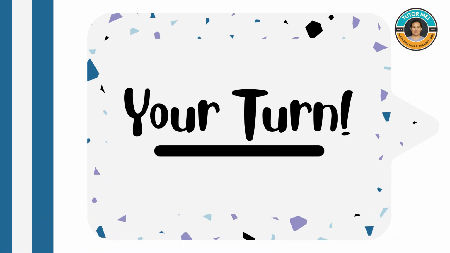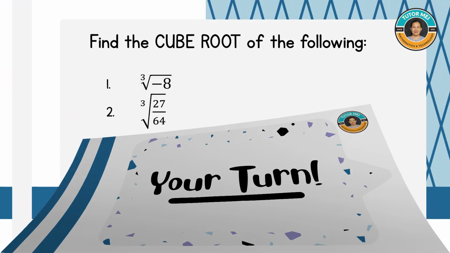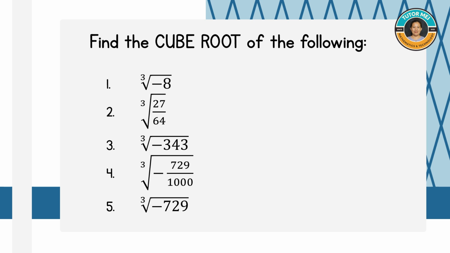Your turn. Find the cube root of the following. Number 1, cube root of negative 8. Number 2, cube root of 27 over 64. Number 3, cube root of negative 343. Number 4, cube root of negative 729 over 1000. And number 5, cube root of negative 729. Now, check your answers.